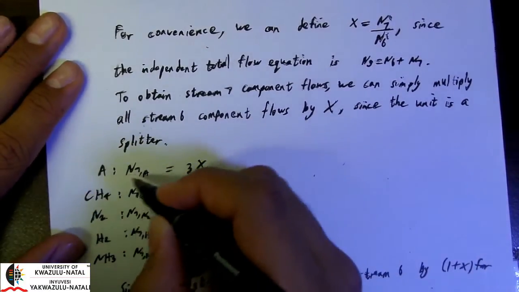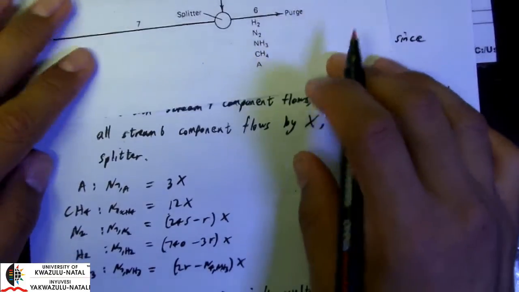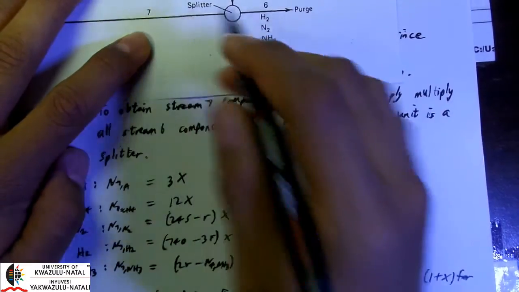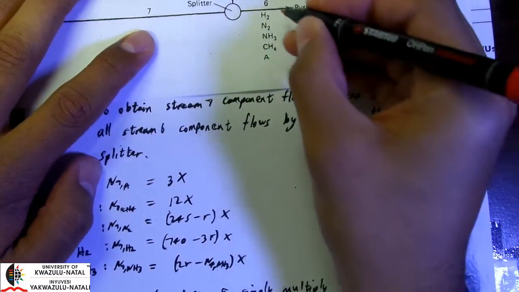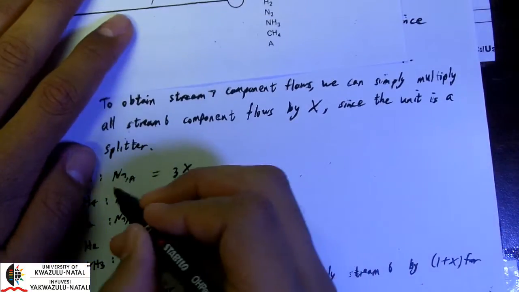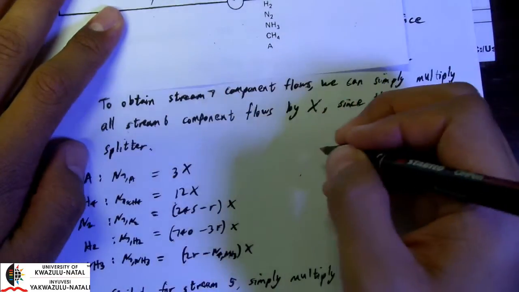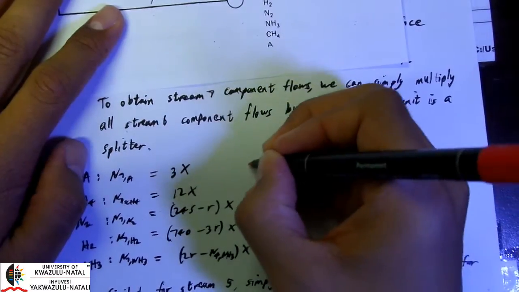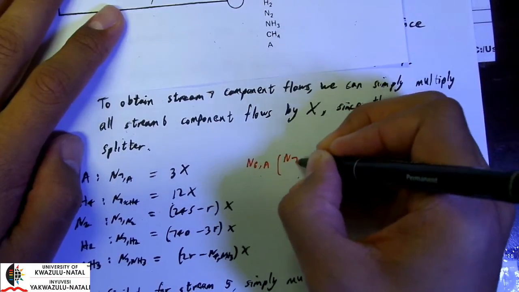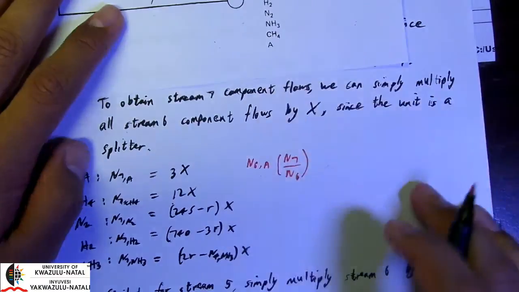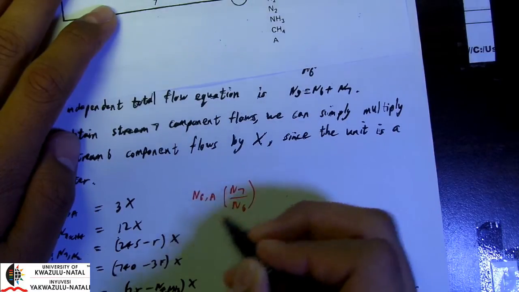Okay, so let's look at component A, for example. Remember that for component A, we figured out that N6 of A is equal to 3. So now we can simply express N7 of A in terms of N6 of A. Okay, so this is actually the same as writing N6 of A multiplied by N7 over N6. And this N6 of A over N6 is simply my mole fraction.